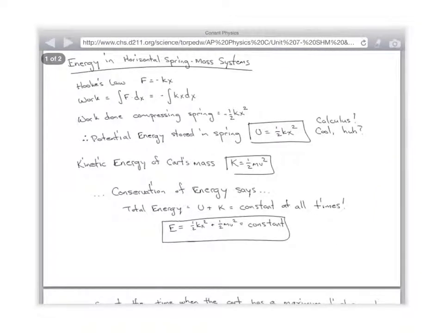Here's what I do not want to see on a test. Soham? Wow. Called out.